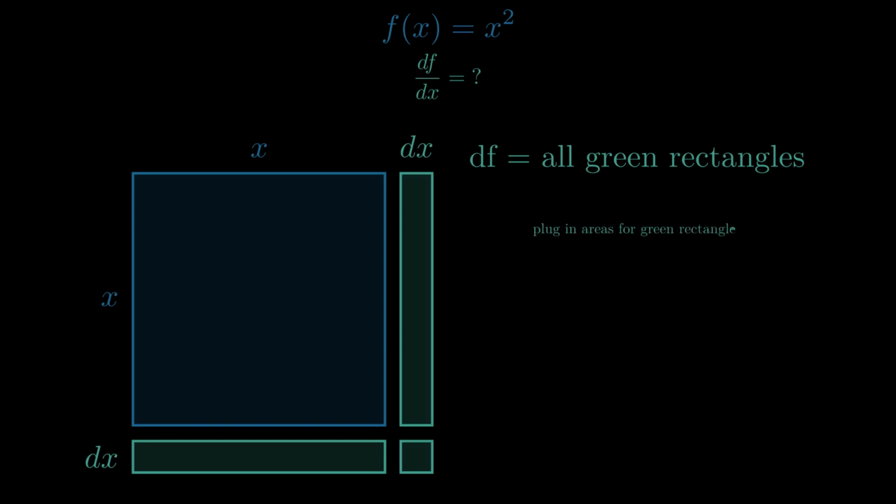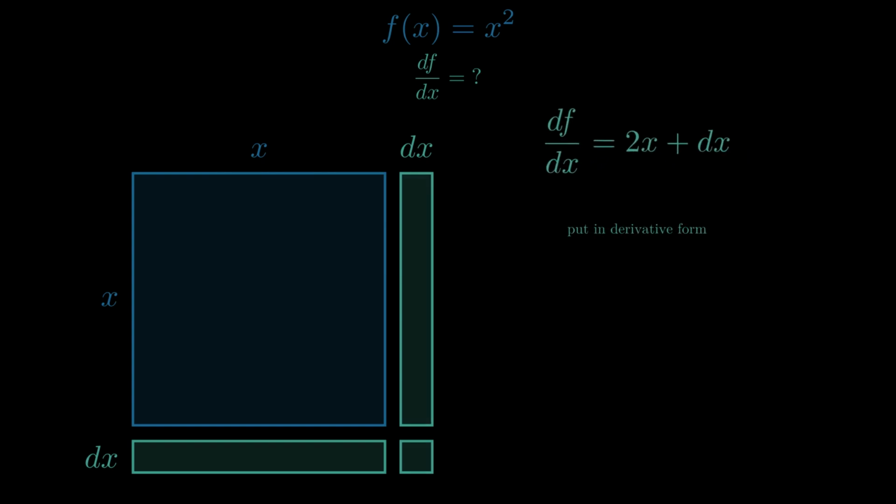Let's plug in the areas of these rectangles now. The two long rectangles are both x times dx, and the small square is dx times dx, or dx squared. Now, we combine like terms to clean this up. Now, we'll divide a dx out of both terms, something I like to call reverse distribution. Now we'll divide both sides by dx so that we can model our equation on what proper derivative notation looks like, the green equation at the top.